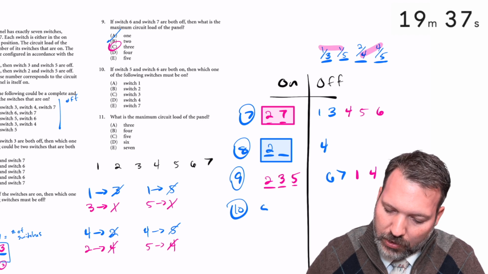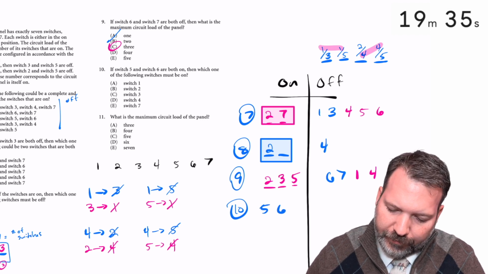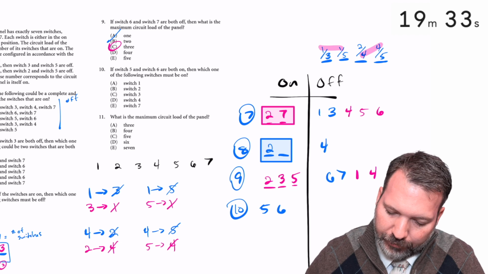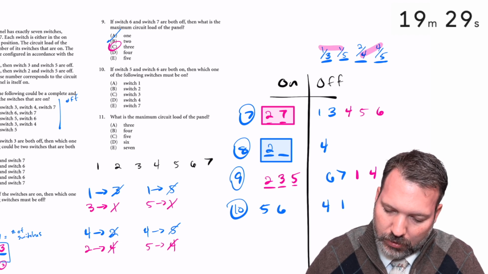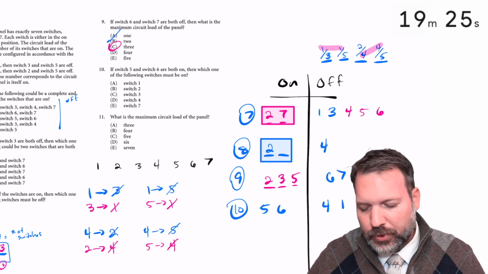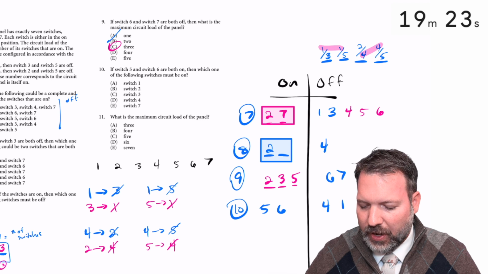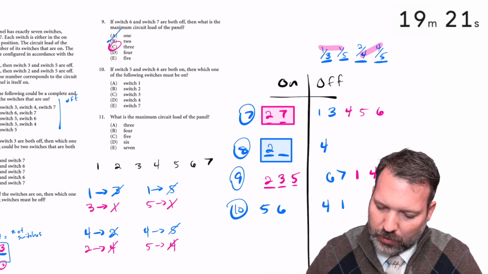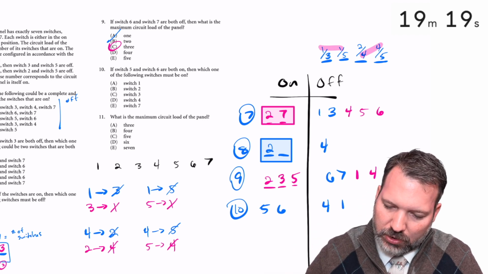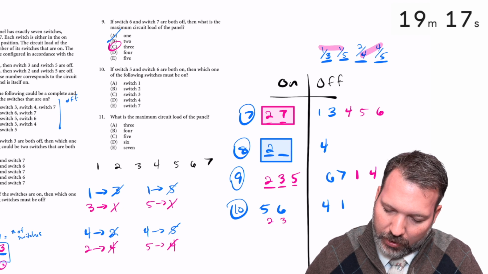Number 10, if switches 5 and 6 are both on, which one of the following switches must also be on? If 5 is on, 4 is off, and 1 is off, could I put everything else in and have switch 5 be the circuit load switch? That would mean 2, 3, and 7 are in, right? Is that a problem for any reason? No.